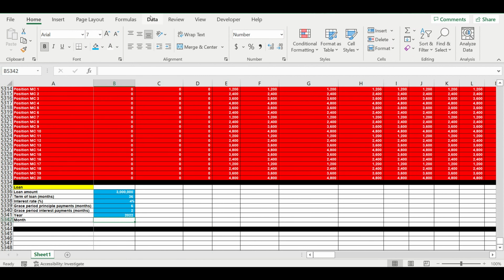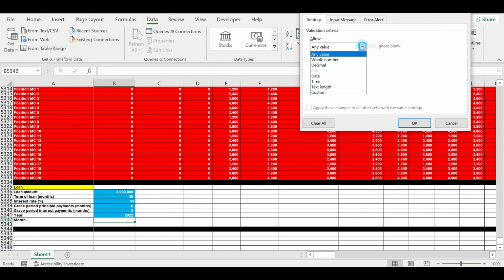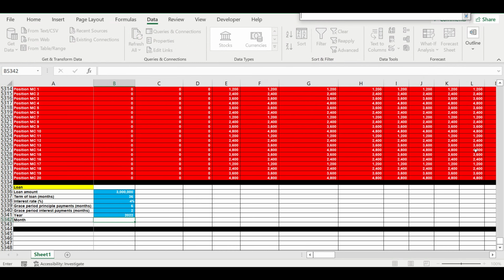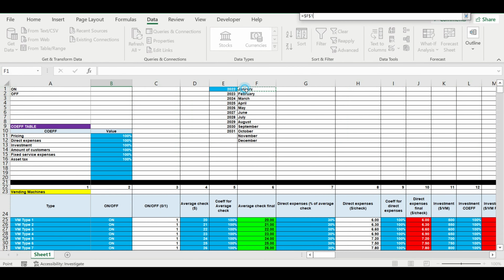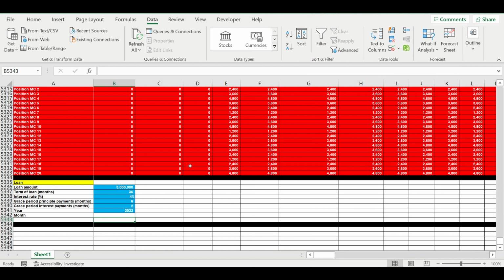Then month, we will also use data validation list. We'll go up to the library, use these lines for listing the months. Let it be April, for example.